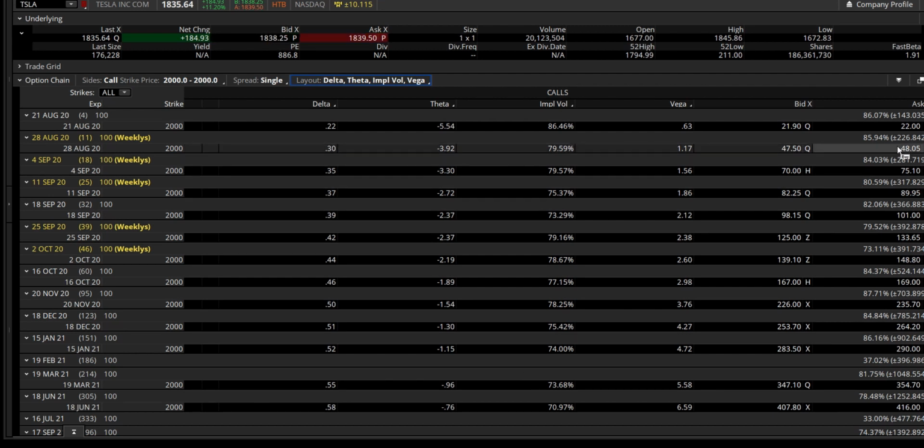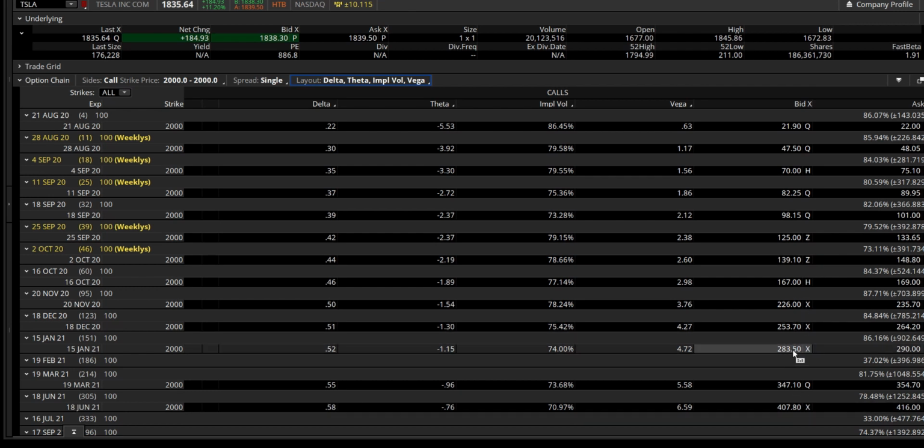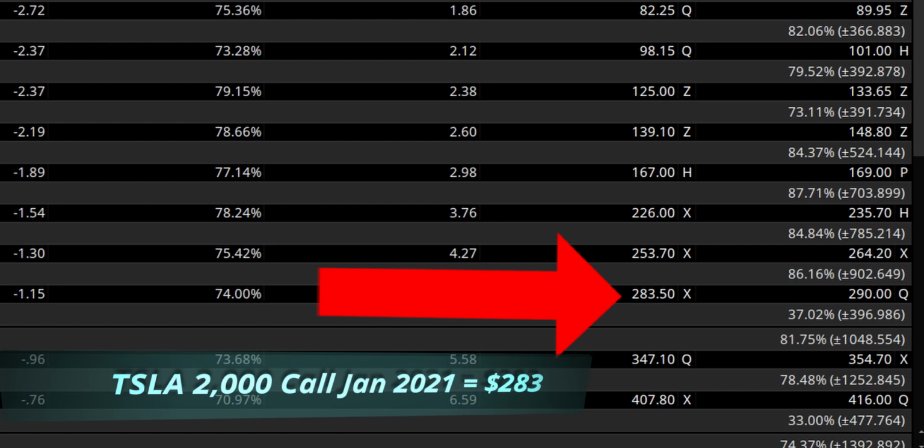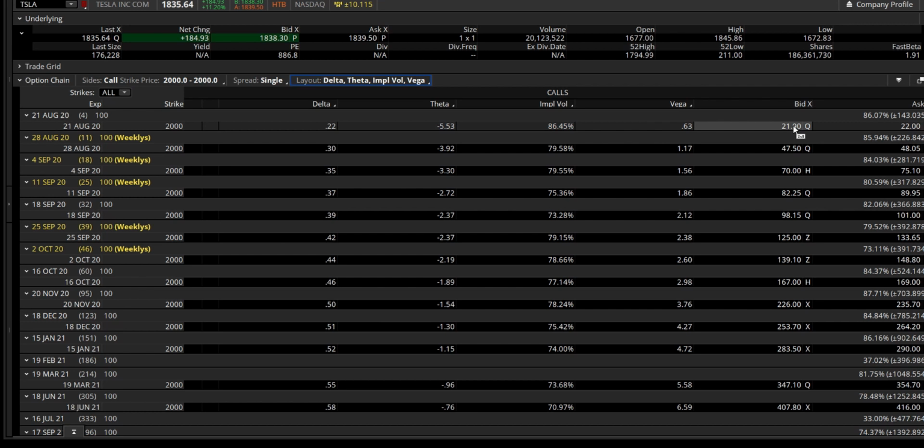And we can see here, this is the bid and the ask price. You can see on the bid side, the January is bid at $283, and the August 21st is bid $22. So the price is different, but how do we know whether they're cheap or expensive relative to each other?